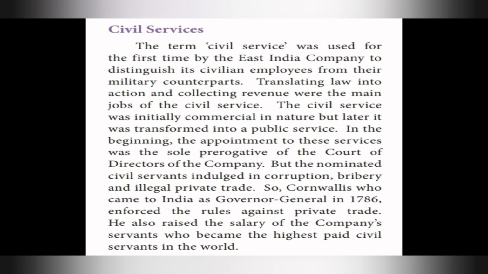Coming to the first one, civil service. So what is civil service? The term civil service was used for the first time by the East India Company to distinguish its civilian employees from their military counterparts.